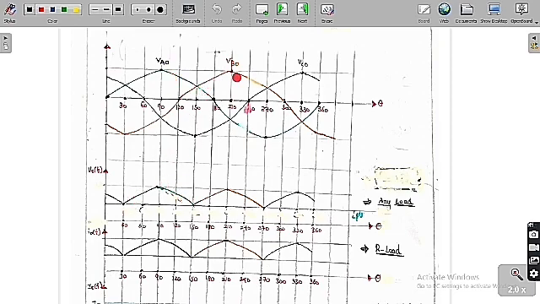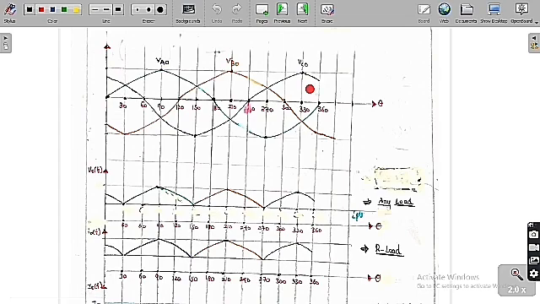Again from 150 degree to 270 degree, Vb0 is greater than Va0 and Vc0. Therefore the diode which is connected to Vb0 is going to conduct, so the output voltage is equal to Vb0.